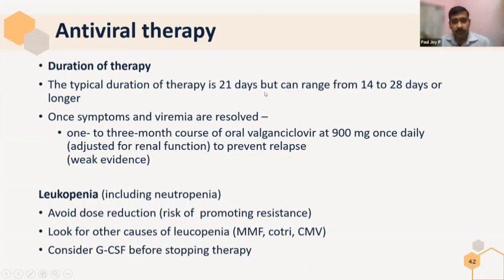Once the symptoms and viremia are resolved, a secondary prophylaxis can be given, but the evidence for that is very weak. And if a patient on treatment develops leukopenia, the dose of antiviral therapy should be reduced only as a last resort. You need to look for other causes of leukopenia like MMF, cotrimoxazole, or a resistant CMV infection, and can also consider colony stimulating factor injections before reducing or stopping antiviral therapy, because reducing the dose of antivirals can promote resistance.